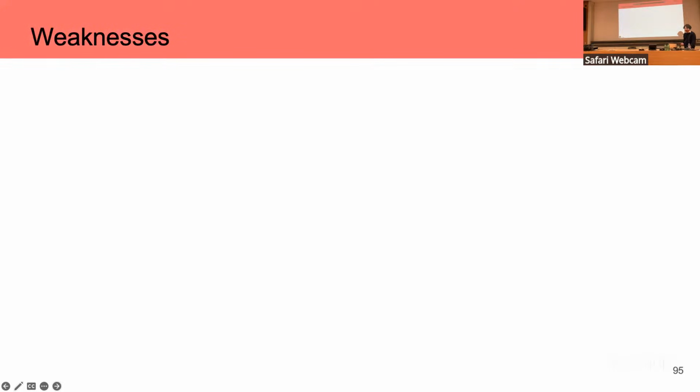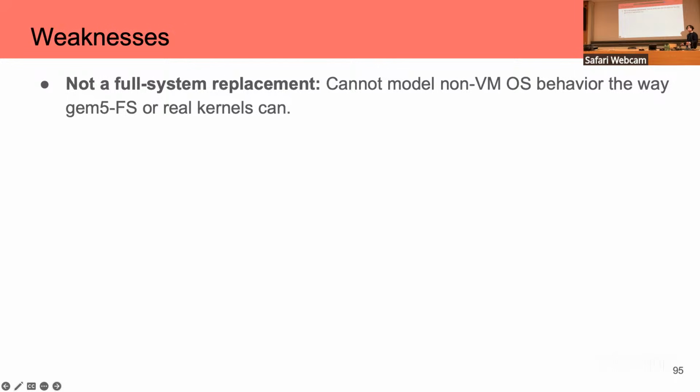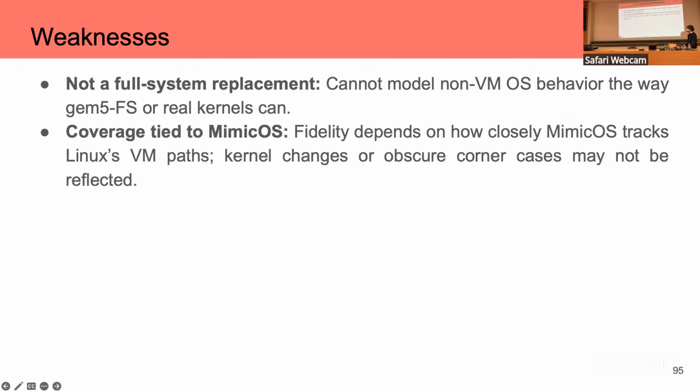So yes, now turning attention to some weaknesses. You have to keep in mind, it is not a full system replacement. It cannot model non-virtual memory operating system behavior the way Gem5 full system or real kernels can. Its coverage is tied to the Mimic OS, so fidelity depends on how closely Mimic OS tracks Linux's VM paths. The kernel changes or obscure corner cases may not be reflected.